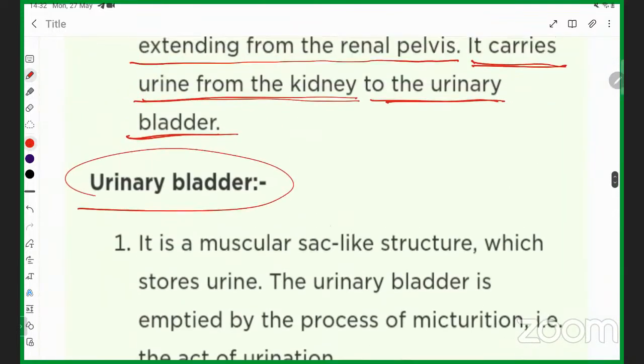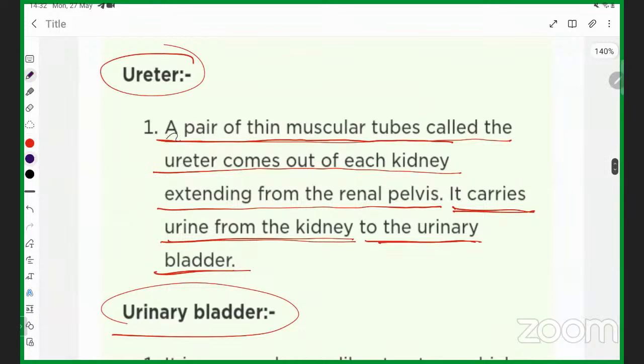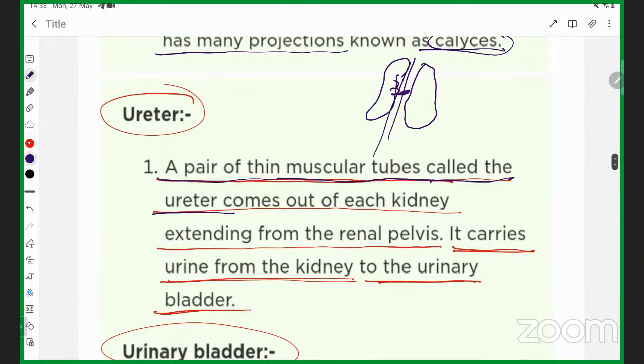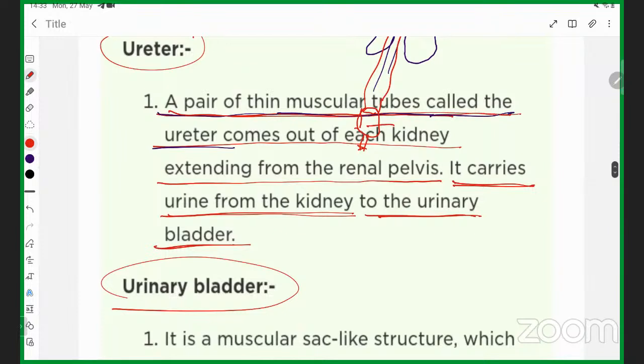Let us see the ureter once more, student. They are saying a pair of thin muscular tubes called the ureter. Diagrammatically, suppose this is the bean-shaped kidney. From here a pair of tubes comes out and connects to the urinary bladder, which further extends to the urethra. So the pair of thin muscular tubes called the ureters come out from each kidney, extending from the renal pelvis, and carry urine from the kidney to the urinary bladder.